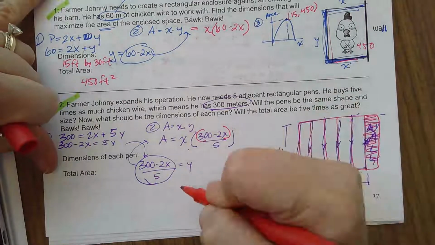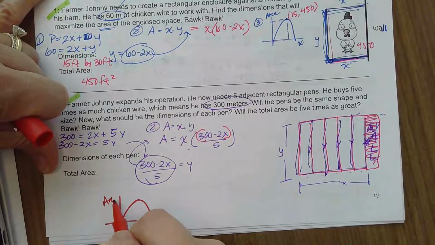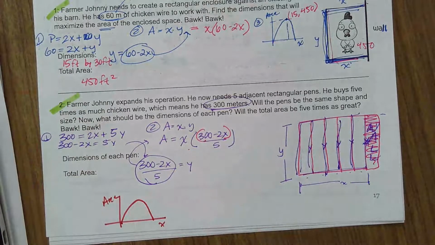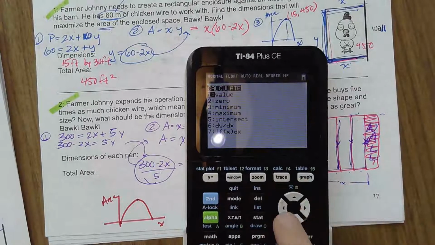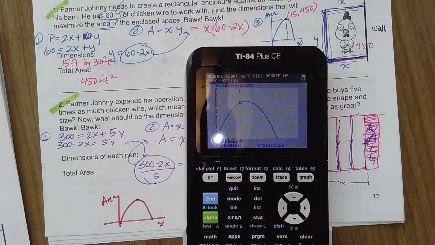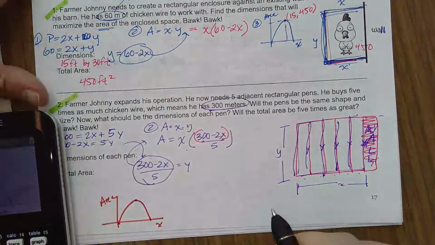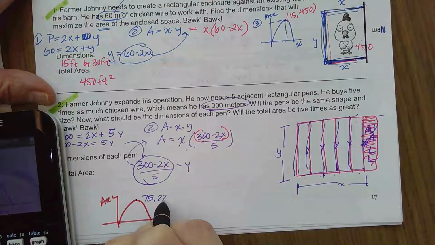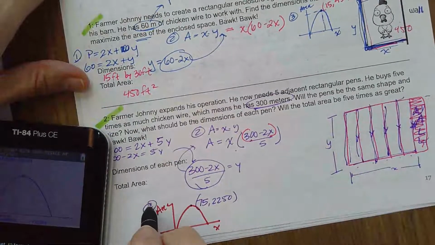If you sketch this for your graph, remember this is area and this is x, which is the length of our pen. So let's find this maximum point. Second trace, go to max, hit enter for the left bound, hit enter for the right bound, hit enter again, and I get a max at 75 and 2250. So this was step 3, we did our graph.